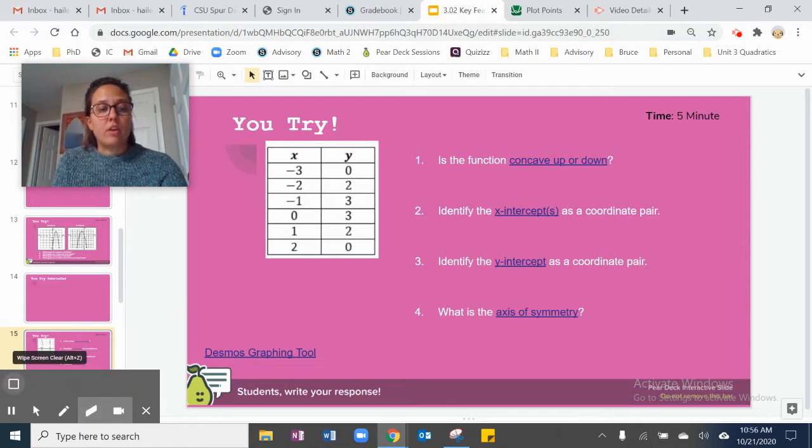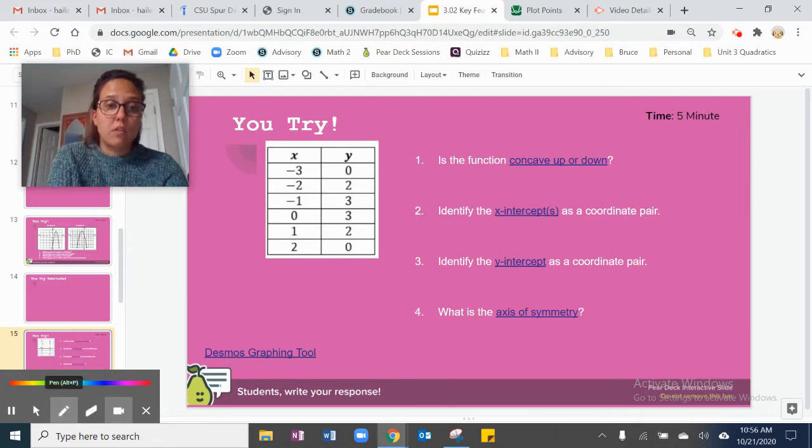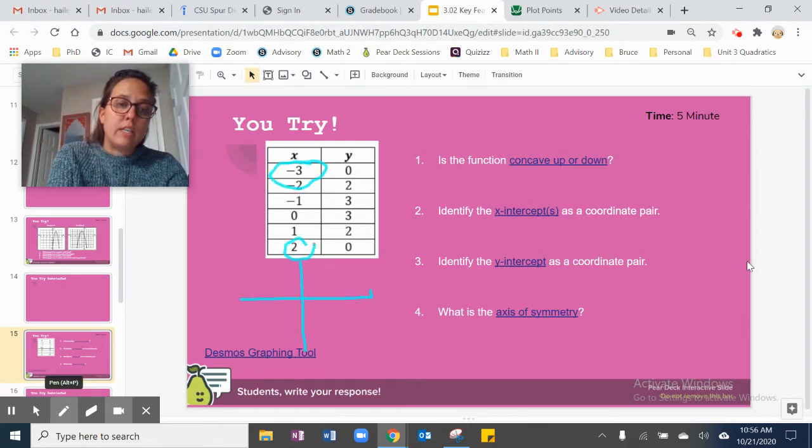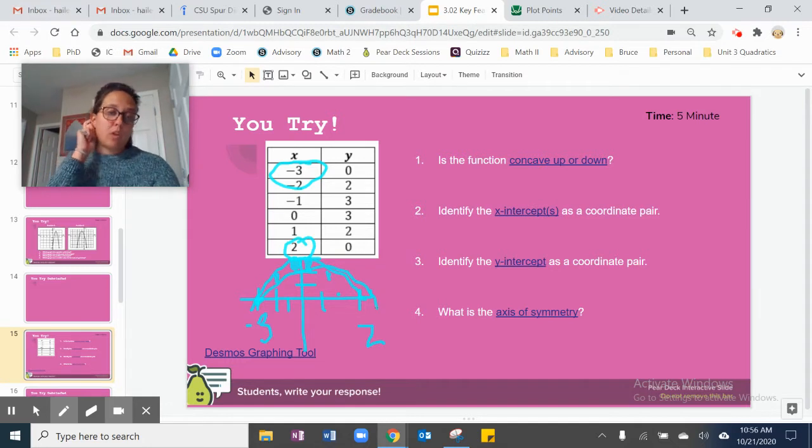If you can't picture that in your head, then draw a rough graph, right? So here's our rough graph. It goes from -3 to -2. I'm sorry, to +2. And -3 is at 0, -2 is at 2, -1 is at 3, 0 is at 3, 1 is at 2, and then 2 is at 0, right? So again, concave down.